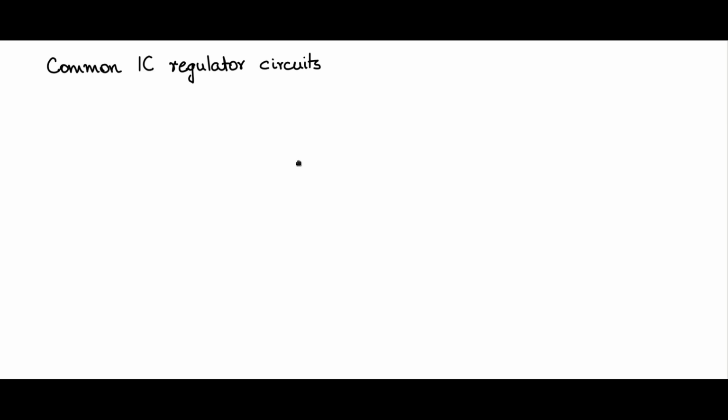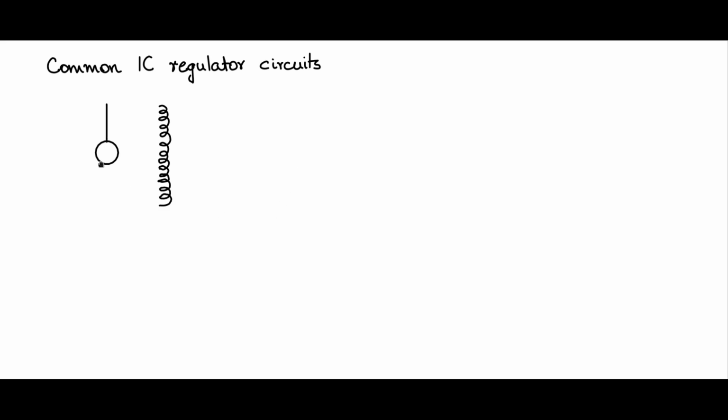Let us now discuss some common IC regulator circuits, IC regulators that are popularly available in the market. One of them, of course, we just now saw in the data sheet, which is the 78XX series. Let us see how we will incorporate them in the circuit.